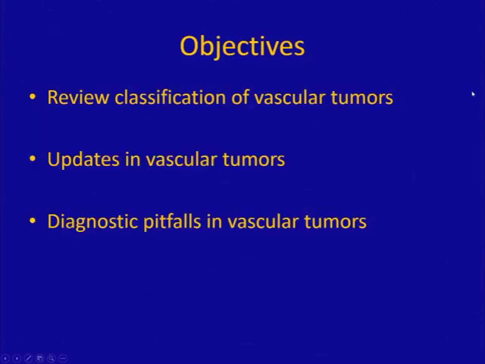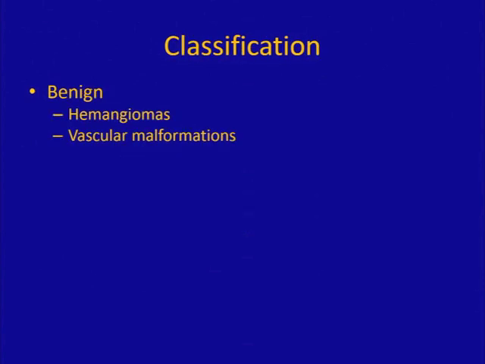So let's go forward. I think what we'll do is we'll talk about a general overview of how vascular tumors are classified. We'll talk about some updates and then also some diagnostic pitfalls that are really important to know about so that we can avoid trouble when making diagnoses of these lesions.